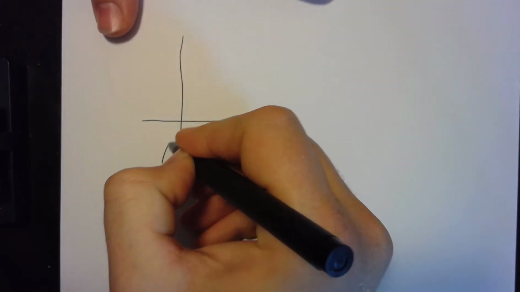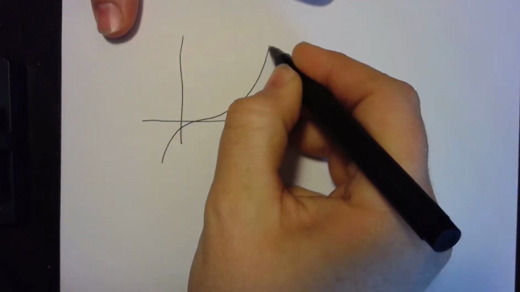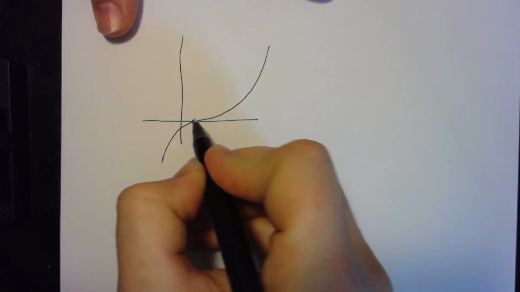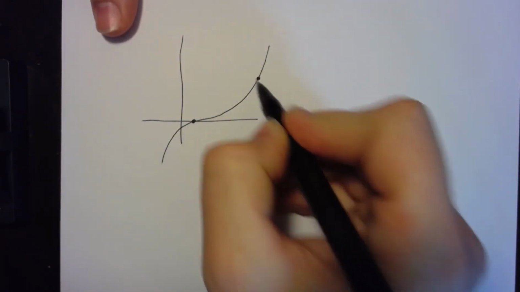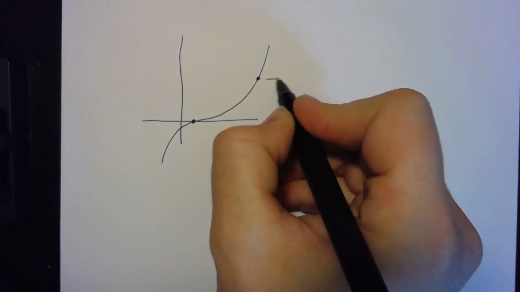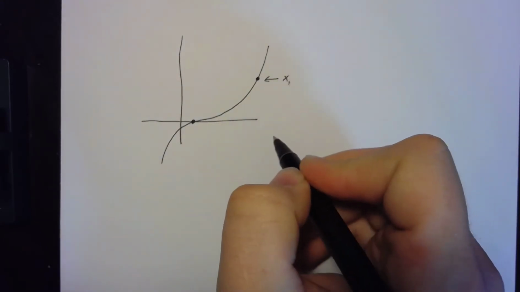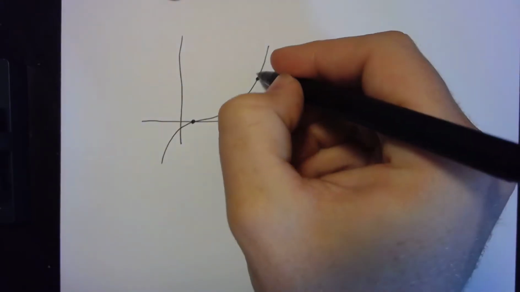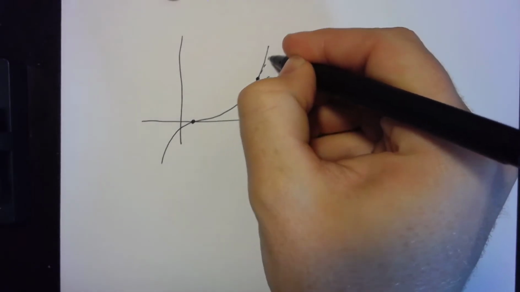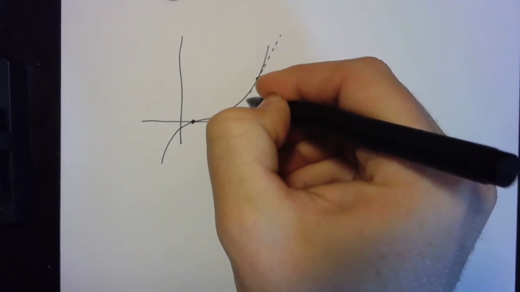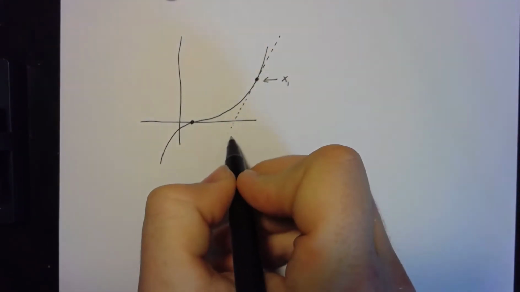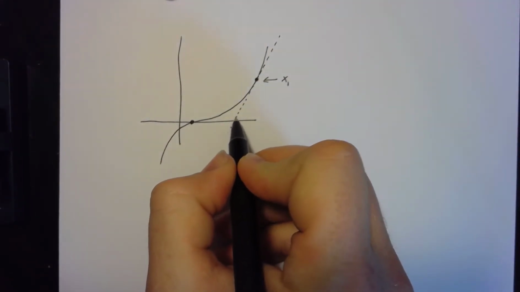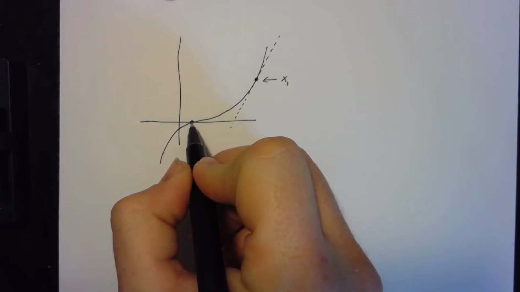another that I know clearly crosses the x-axis somewhere, I'm going to go ahead and identify any random point on the function. That point we're going to go ahead and call x1. If I can identify the tangent line at x1, that tangent line again will look something like this. Notice that tangent line will cross the x-axis somewhere else, not necessarily at that point.